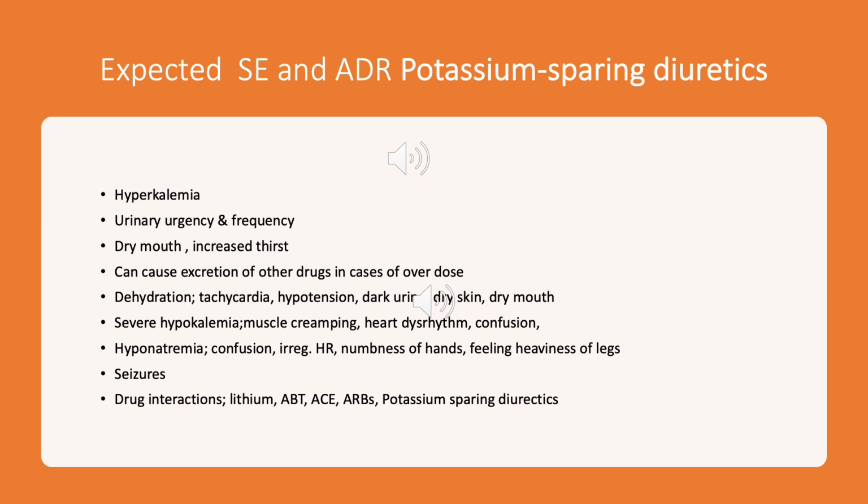The expected side effects and adverse reactions of potassium-sparing diuretics. The common side effects of diuretics include urinary urgency and frequency. Other expected side effects include a dry mouth, increased thirst, and lightheadedness. Fluid and electrolyte imbalances are common side effects. With potassium-sparing diuretics, the electrolyte side effect is hyperkalemia.